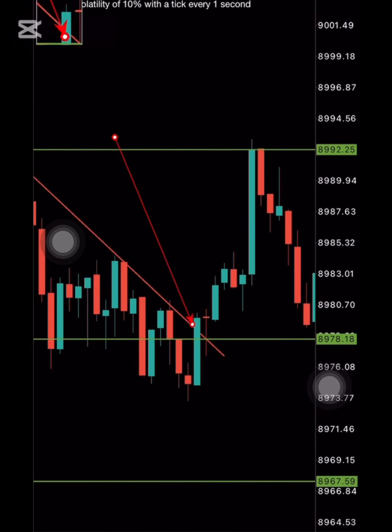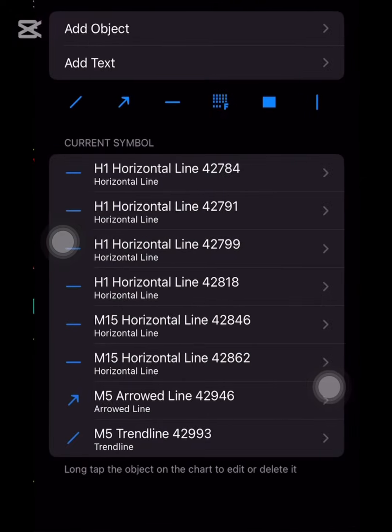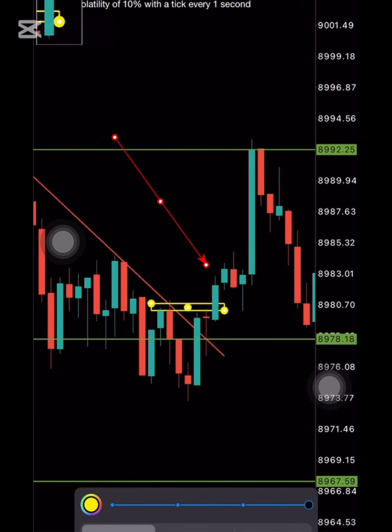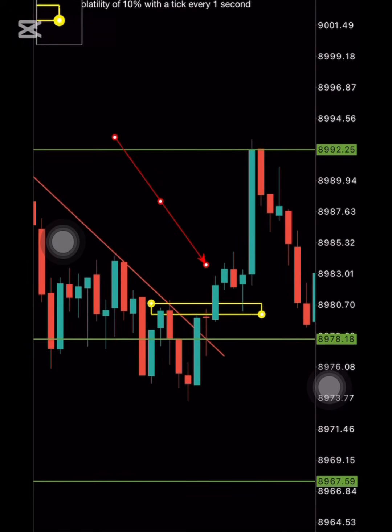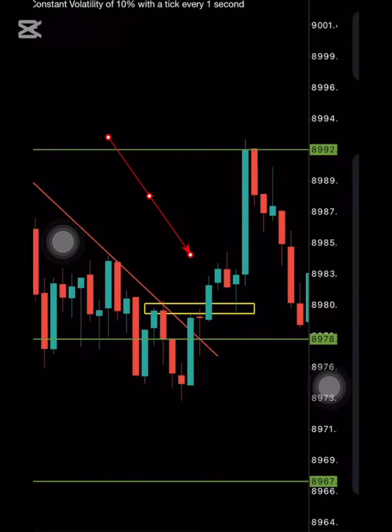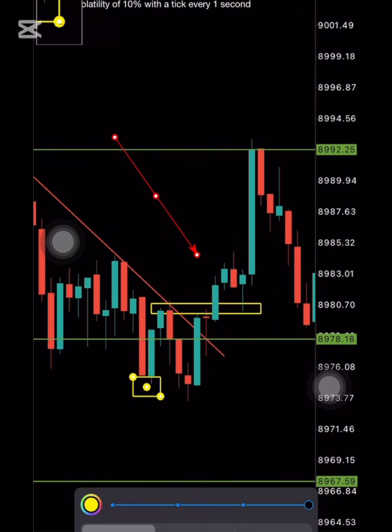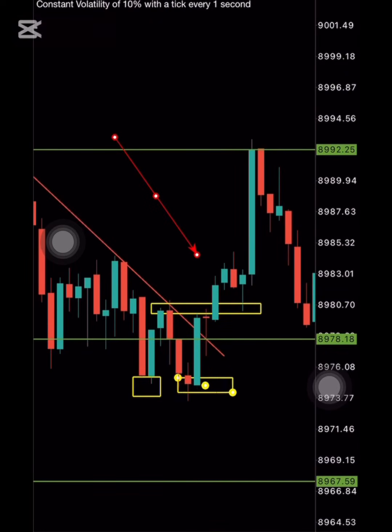Then you wait and you see this move here that broke this high. You can mark it. So this actually gave us a double bottom. If you look at it, you see that we have a double bottom right here. You can see that.